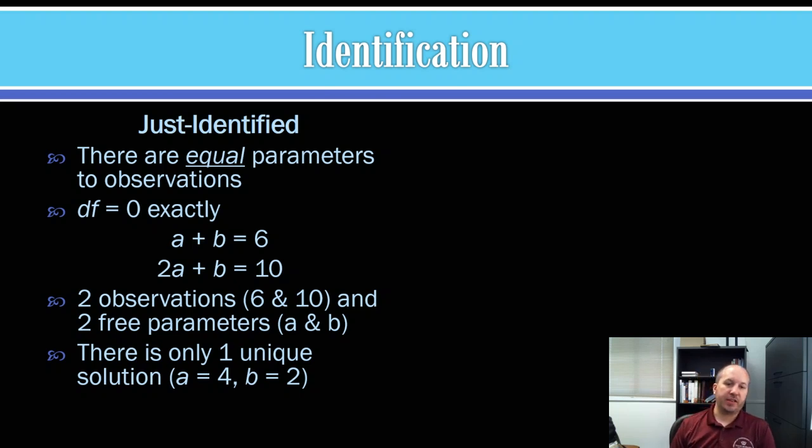And here is the example we're showing, where if you remember back in algebra, you'd have 2 sets of equations, and then you have to find a and b that work for both sets. In this case, we have 2 observations, 6 and 10, and 2 free parameters, a and b. When you try to find an a and a b that work for both of these equations, you only have one answer, and that's where a is 4 and b is 2. There are no other possible answers for a and b that still get you 6 and 10 for both of those equations. So this is a just identified model.